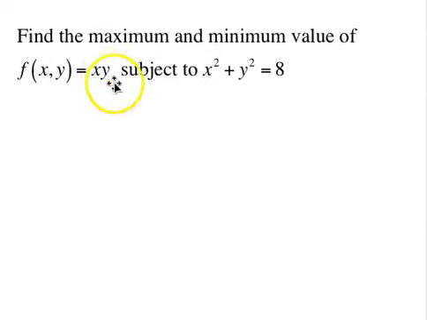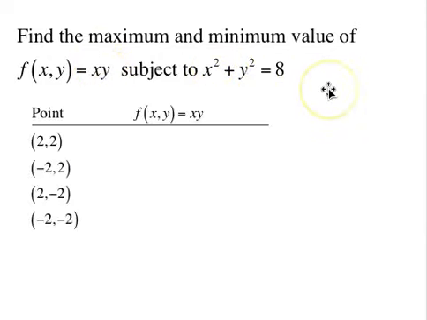So we're going to plug all those points into this function xy. Notice in each case x squared plus y squared is 8. For all 4 of my points, the constraint equation is satisfied. 2 times 2 is 4. That's xy. Negative 2 times 2 is negative 4. 2 times negative 2 is negative 4. Negative 2 times negative 2 is positive 4. So you'll notice the maximum value has to be 4.